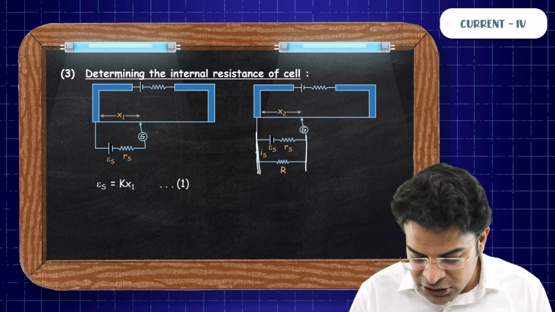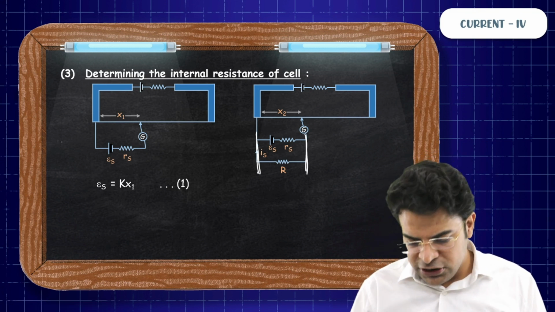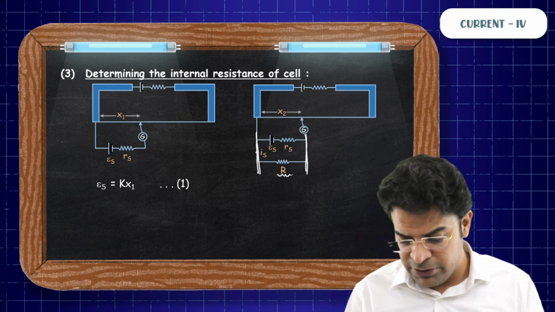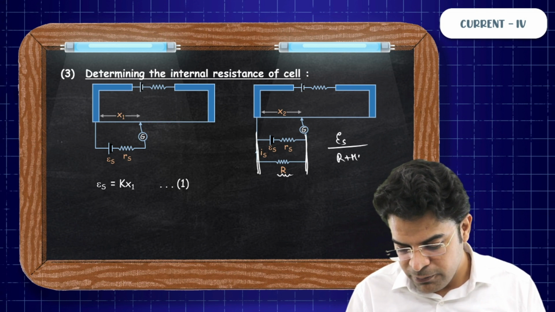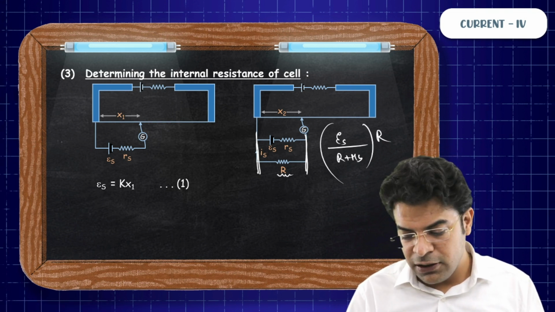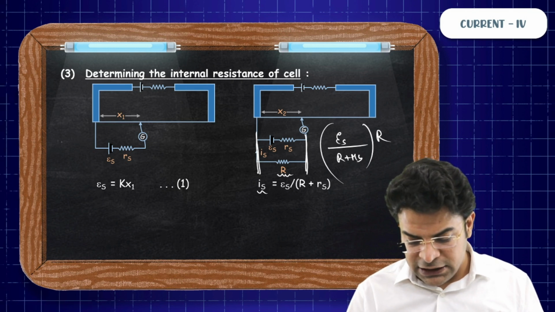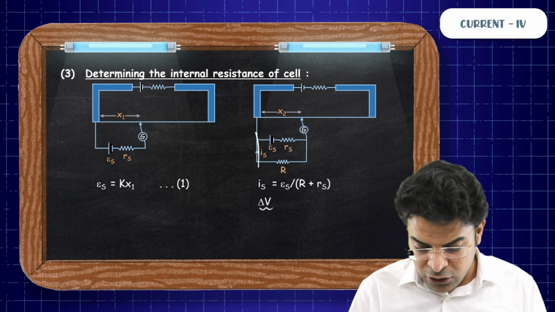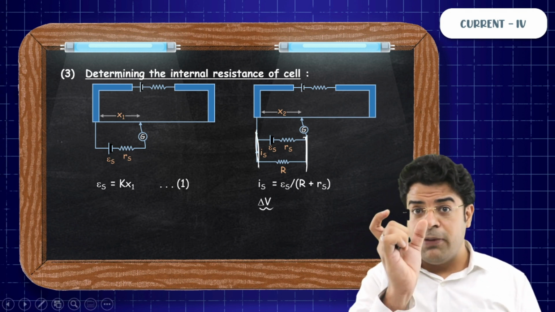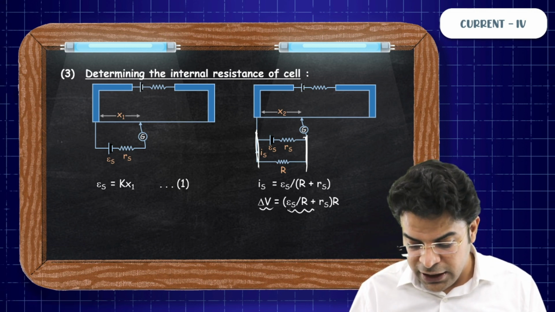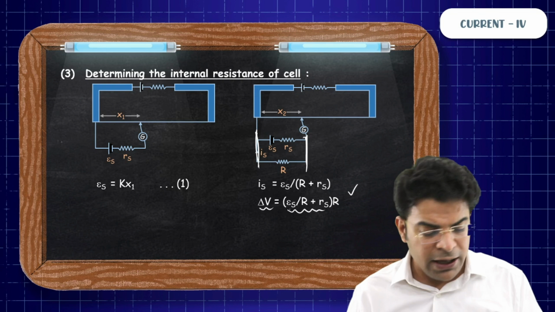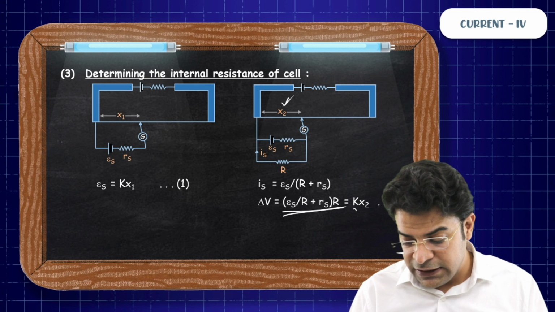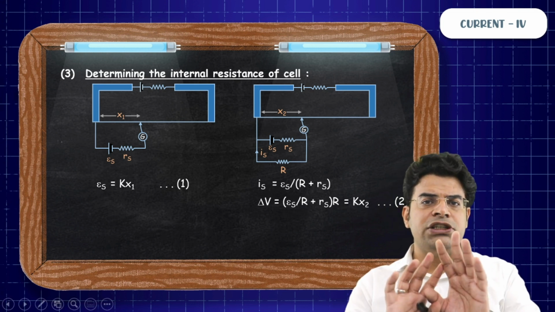You can say that the potential drop across the cell has to be nothing but the potential drop across this parallel resistance. So this is the current multiplied by the resistance. The current IS equals ES upon R plus RS, and the potential drop across the cell has to be the same as the potential drop across this parallel resistance. So that will be the current, ES upon R plus RS, multiplied by R. Now this potential drop is getting balanced at a length x2, so you can write this equal to kx2. Once you have written these two equations, game over.